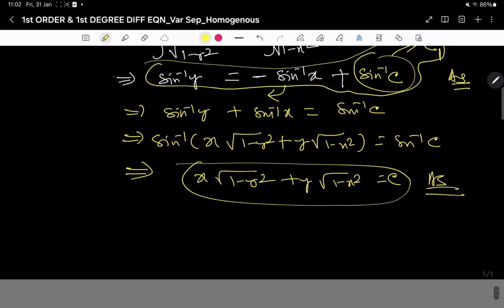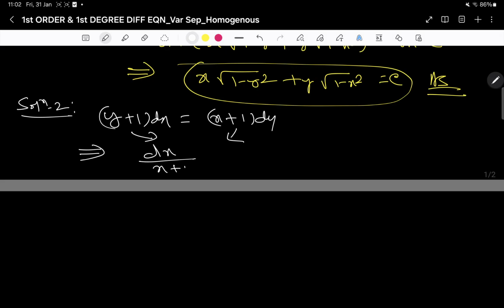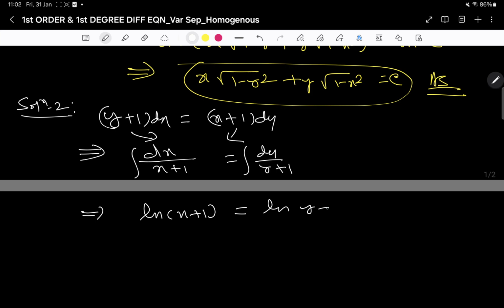Now coming to the solution of 2. In question number 2 you have (y plus 1) dx is equal to (x plus 1) dy. Now we separate the variables. So this implies dx by (x plus 1) is dy by (y plus 1). If you integrate both sides, on the left hand side it is ln(x plus 1), on the right hand side it is ln(y plus 1).